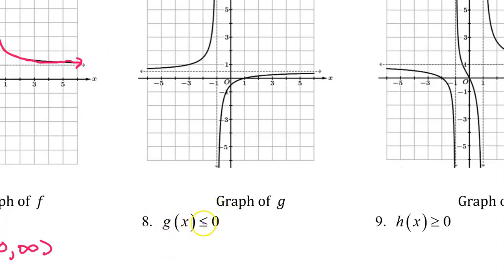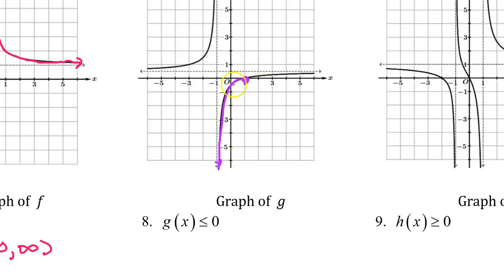Where is g of x less than or equal to 0? Let's start with where it's equal to 0, right here at x equals 1. Because we want values where g of x is equal to 0, I'm going to make this a closed circle. Now the less than part means below the x-axis, so it's going to be this part right here. This is the only part of the function that is less than or equal to 0.